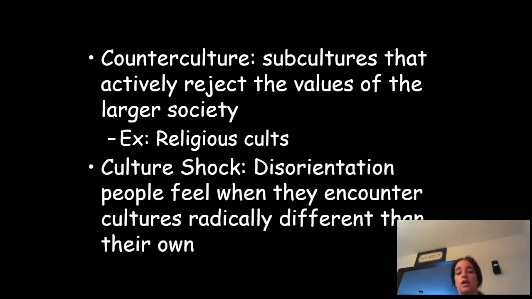Culture shock occurs whenever you are disoriented because you encounter a culture that is radically different than your own. You oftentimes don't know how to react because you don't even know what you're doing wrong. Frequently, people won't tell you, oh, hey, by the way, you're not supposed to do this. You're just getting weird looks from people and things like that. And you know, I'm not doing something right, but I also don't know what I'm doing wrong.